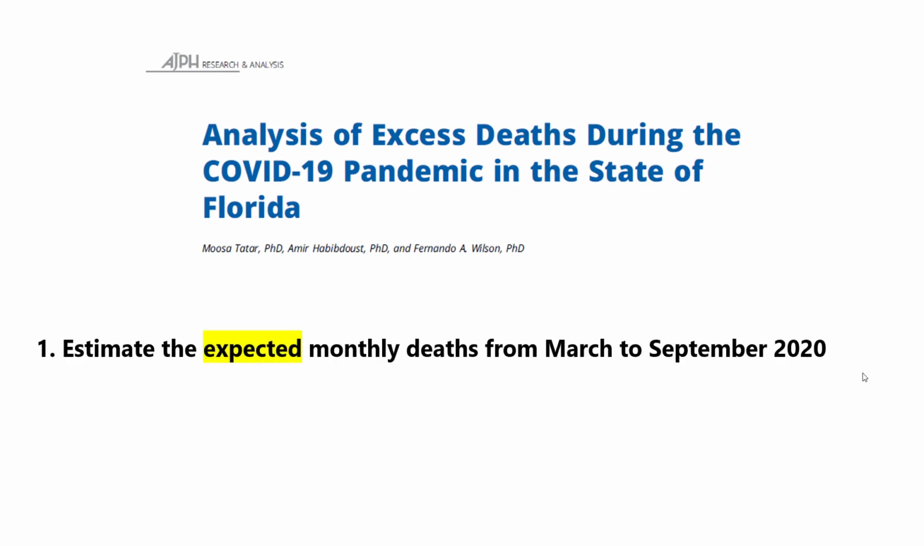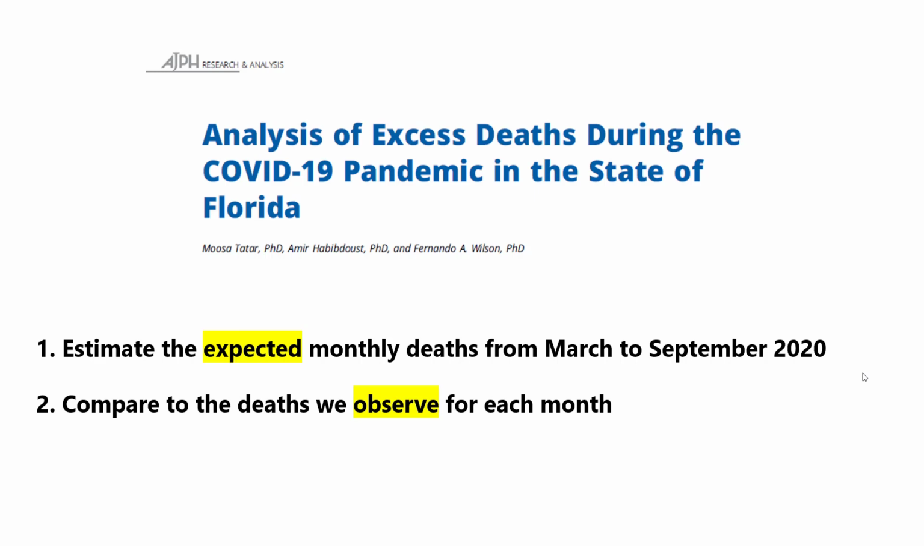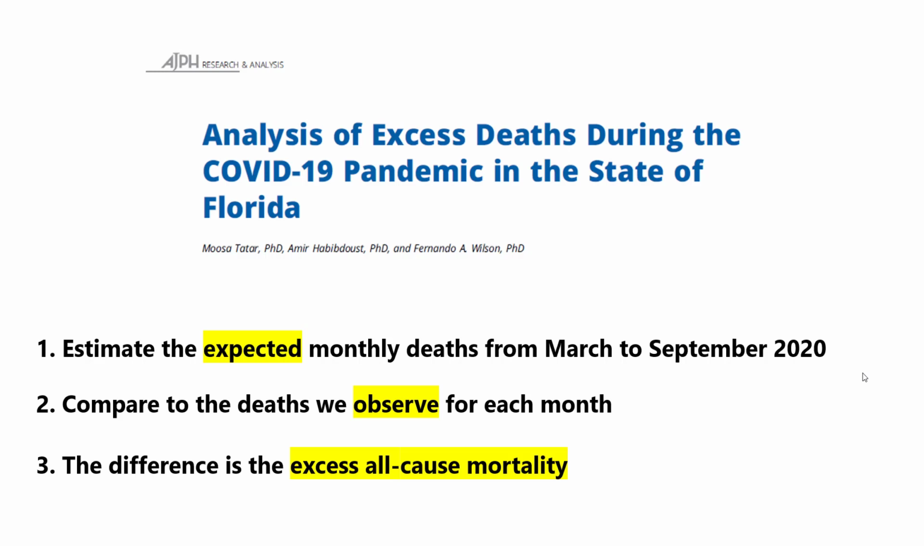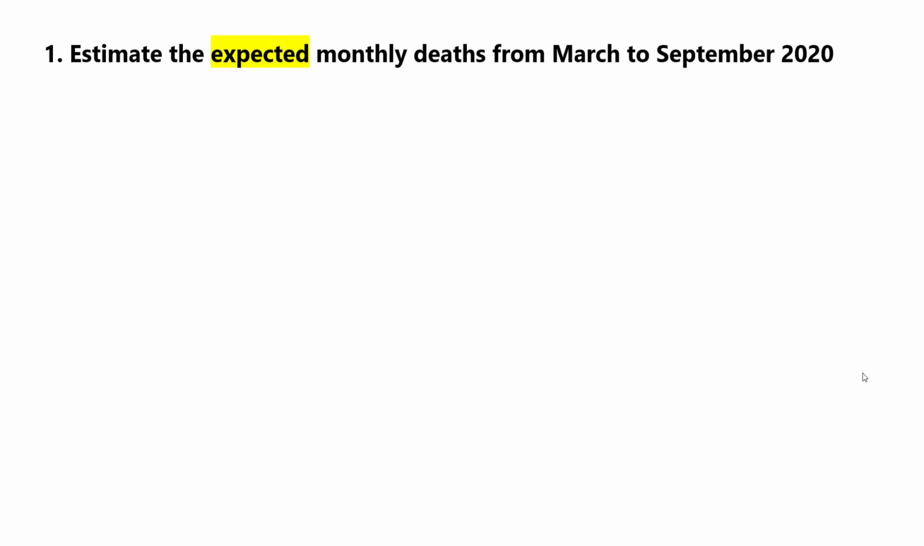And what they tried to do was actually pretty simple. It was first to estimate the expected monthly deaths. We just talked about that, right? How many expected deaths should we have observed in March to September of 2020 in the absence of the pandemic? So again, this is nothing more than how many deaths for any reason should we have expected. Then they wanted to compare that, like we just did, to how many deaths we actually observed for each of those months. And the difference between these two numbers, what we observed versus what we expected, is going to be called the excess all-cause mortality. I have zero problem with this, pretty straightforward, right? And so let's just see quickly how they did that.